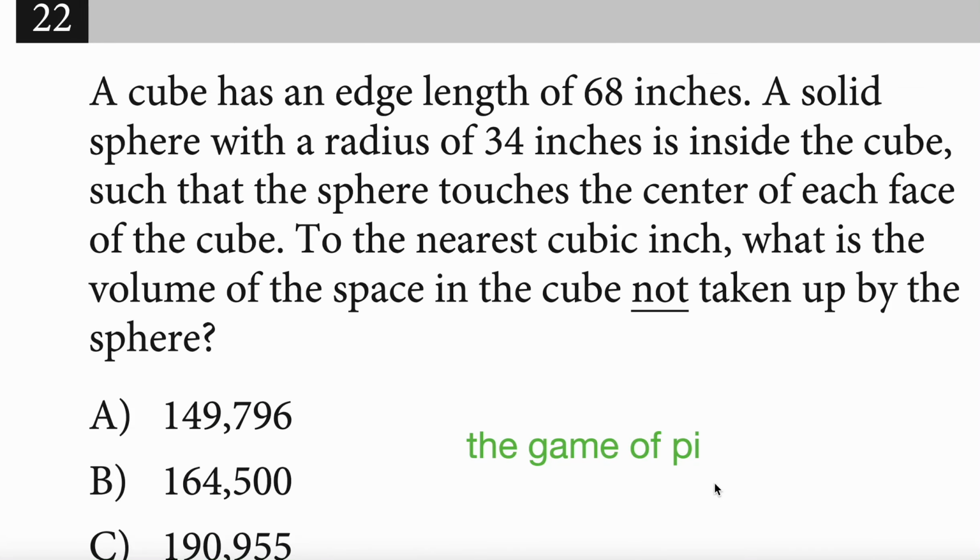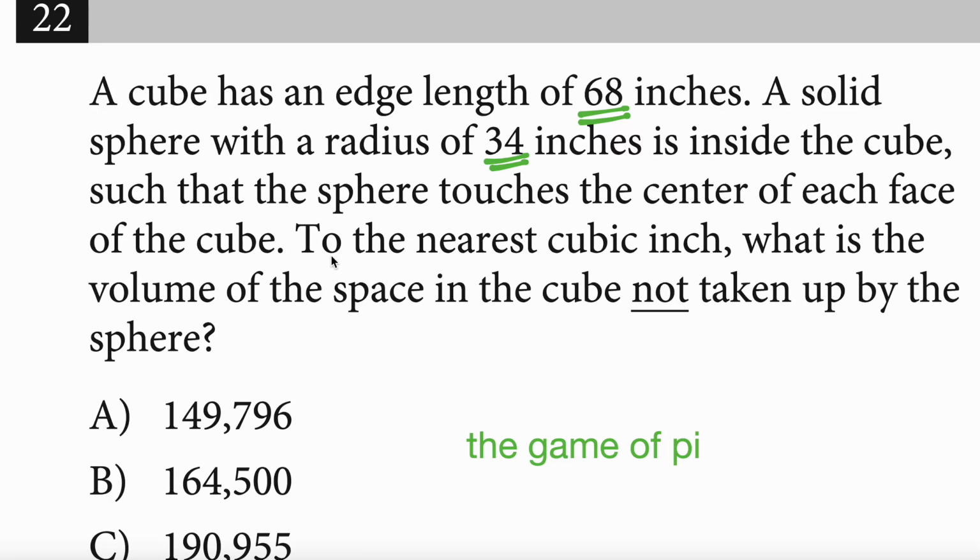I have written here the game of pi. Let's see what the meaning of this is. A cube has an edge length of 68 inches. A solid sphere with a radius of 34 inches is inside the cube. I have just started analyzing this question. 68, okay, 34, half of it. That means the sphere is touching the cube from all the sides. The imagination is going on, such that the sphere touches the center of each face of the cube.